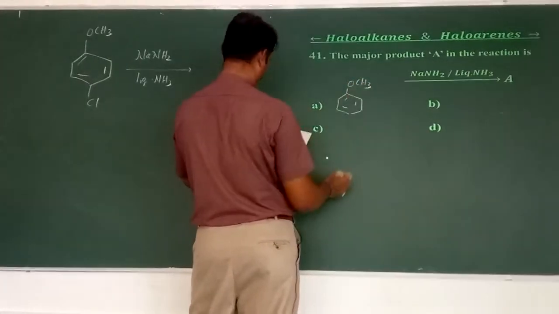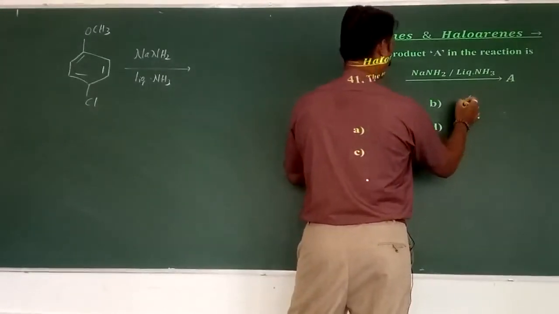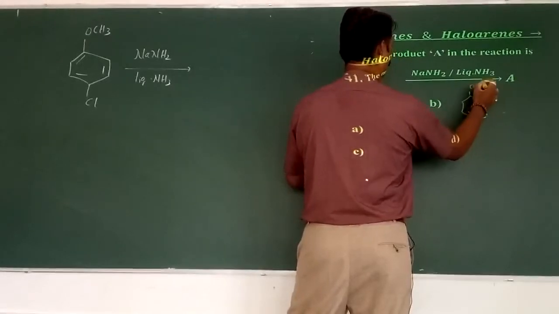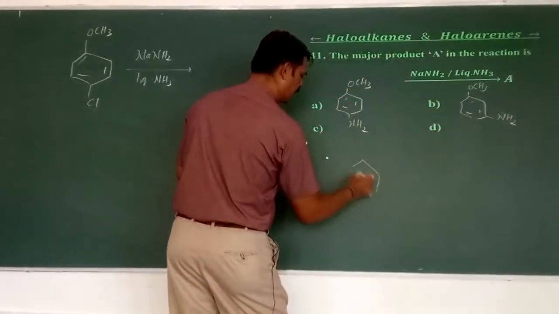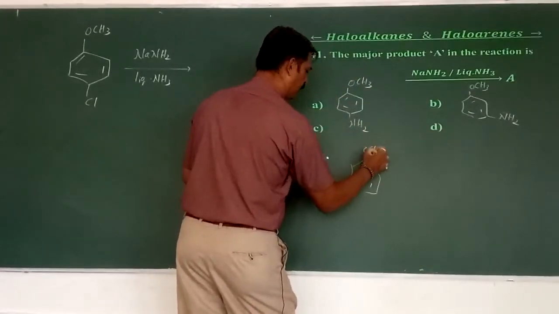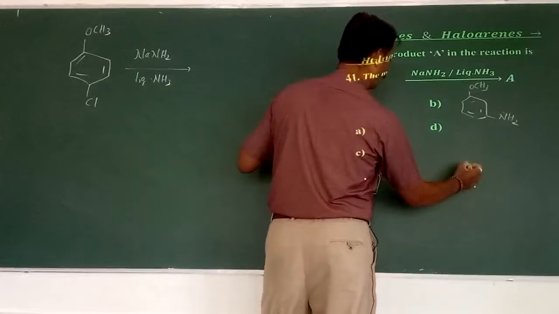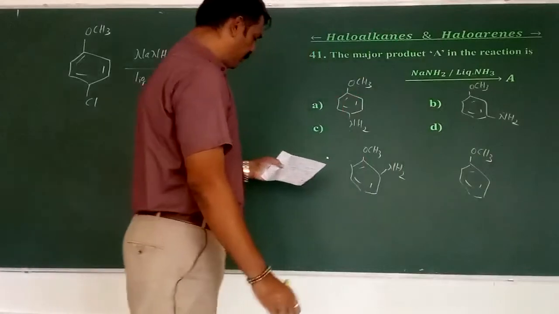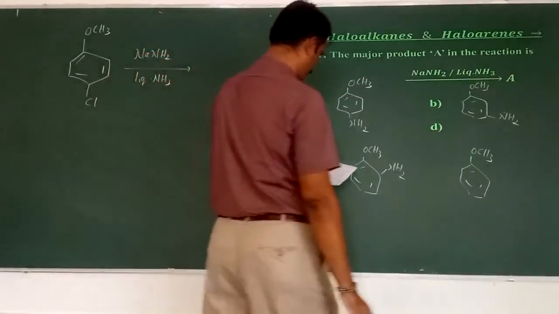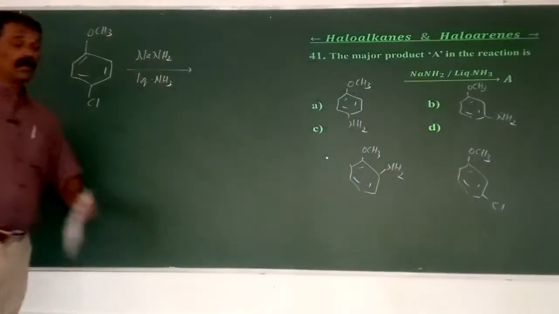A is OCH3 with NH2. B is OCH3 with NH2 at the meta position. C is OCH3 with NH2 at the ortho position. And D is OCH3 with Cl, where the Cl is at this position. So which is the product that has been formed here now?